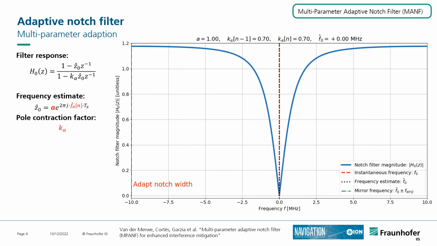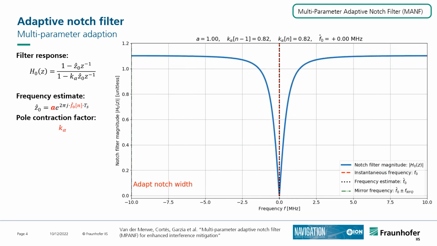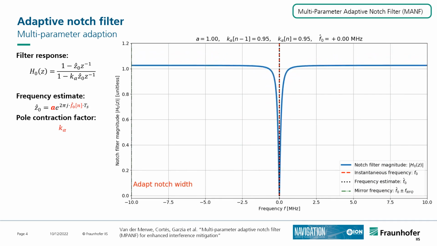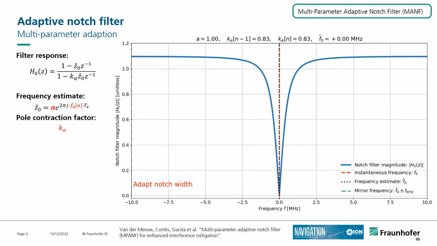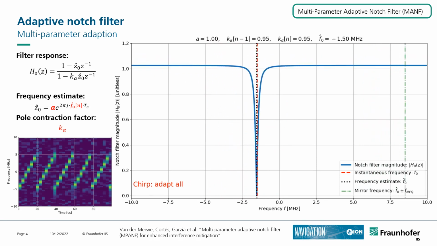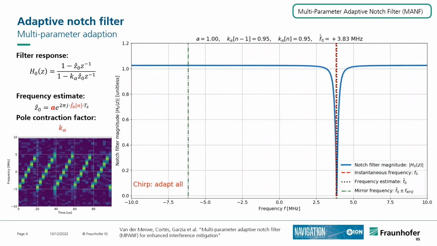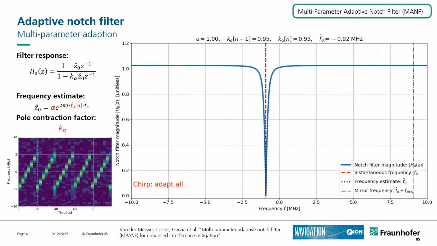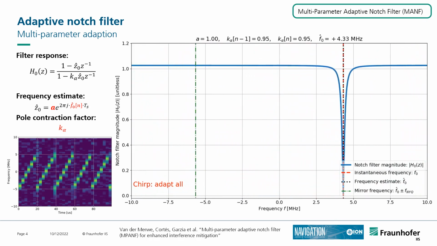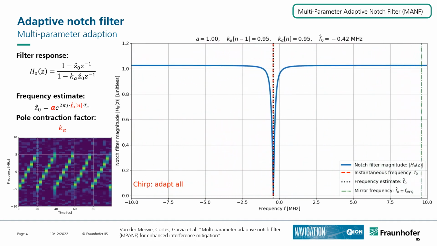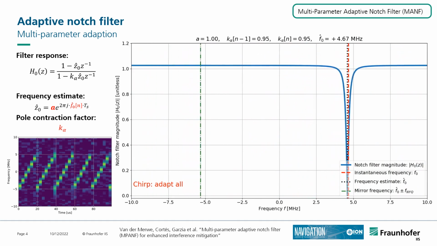Alternatively, the notch width allows for a precision to suppression trade-off. By combining the frequency adaptation with the depth and width, the filter can better adapt to the interference signal, resulting in improved mitigation performance. In the article, we present the multi-parameter adaptive notch filter that simultaneously adapts all these aspects of the notch filter.